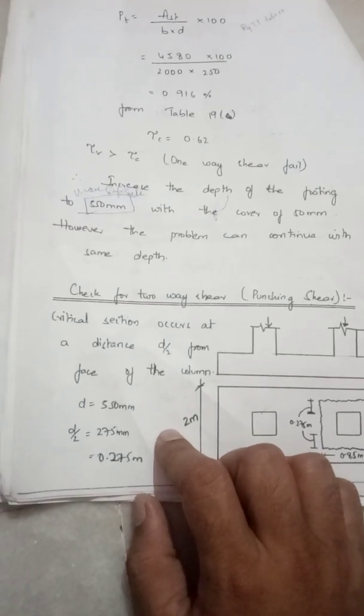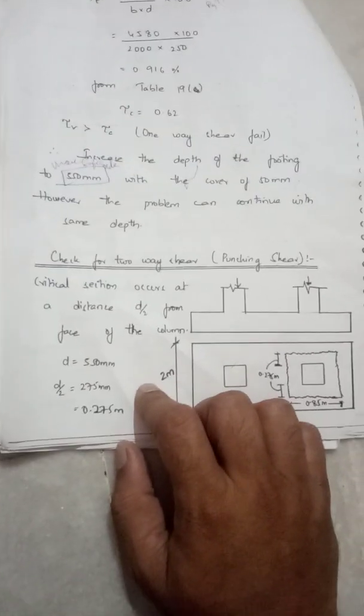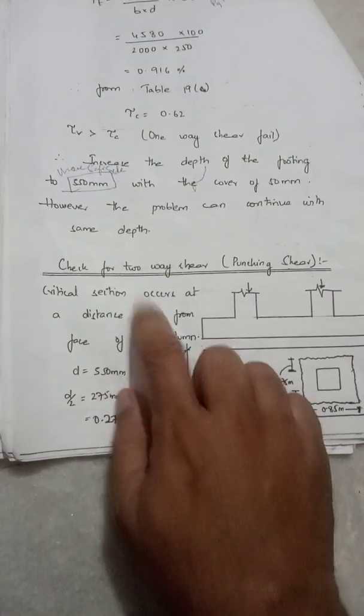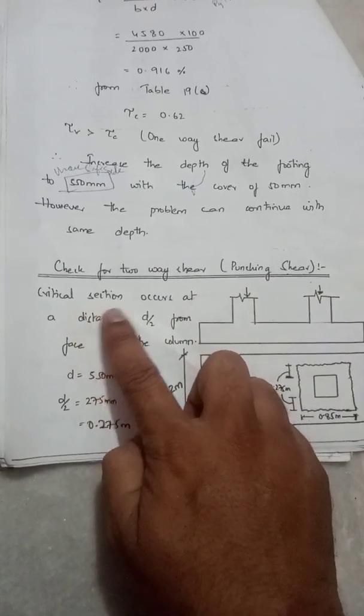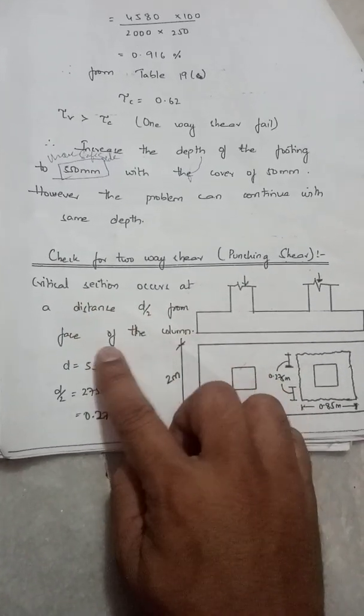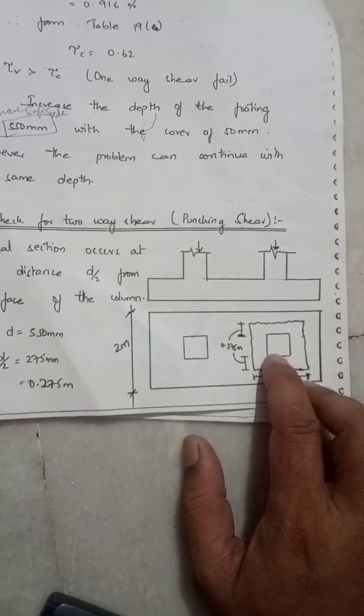Basically these problems take a lot of time and it will be very difficult for you all to manage time in the exam. Okay, check for two-way shear. One-way shear is over, now punching shear. The code says that critical sections occur at a distance of d by 2 from the face of the column.